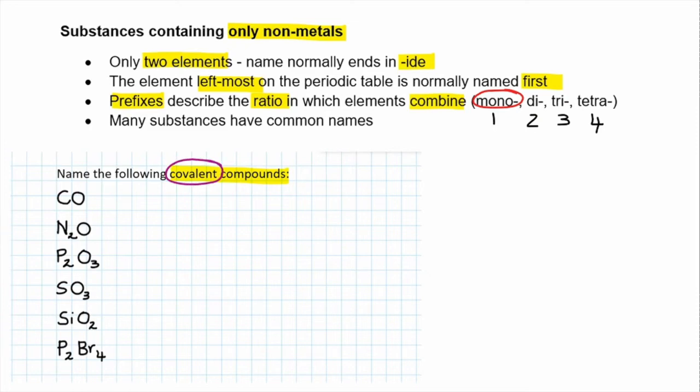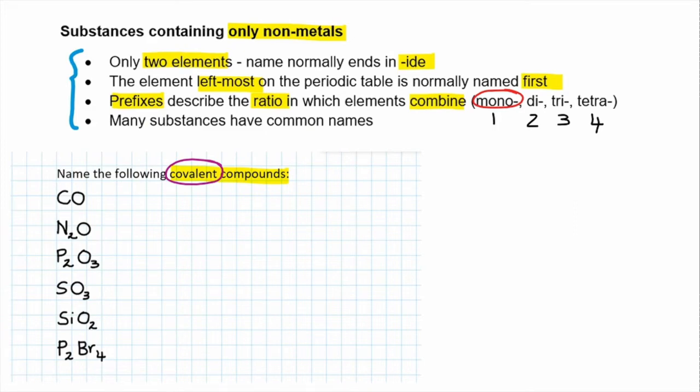The first compound only contains carbon and oxygen. Both of these are non-metal atoms. We then have a compound that contains nitrogen and oxygen. Nitrogen is also a non-metal atom. The next one contains phosphorus, the next sulfur. We then have silicon, phosphorus, and bromine, all of which are non-metals. So all of these compounds contain only non-metal atoms and are therefore covalent compounds. And that means that this list of rules applies to these compounds.